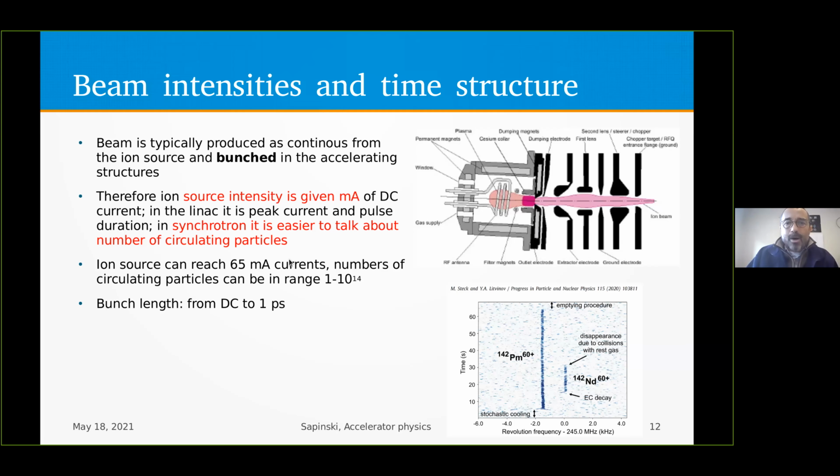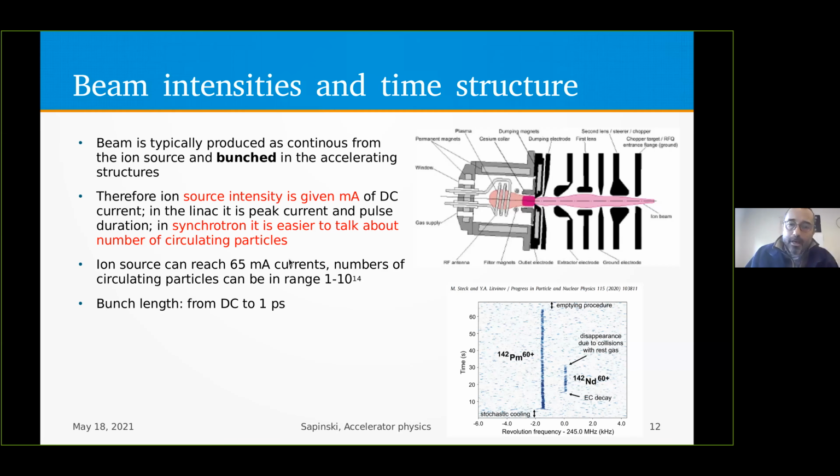But once we start accelerating the beam, especially when we inject it into a circular machine like a synchrotron, it's easier to talk about the number of circulating particles. These two things are kind of equivalent, but you have to get used to the fact that sometimes the beam intensity is expressed in current units, and sometimes in numbers of circulating particles. Ion sources, and maybe Nadia will talk about it more, can reach very large currents, 65 milliamps.